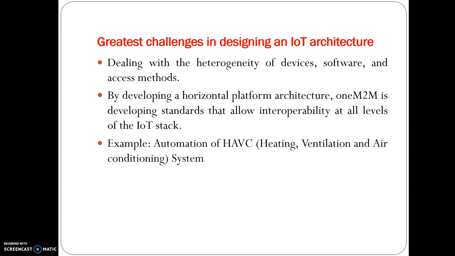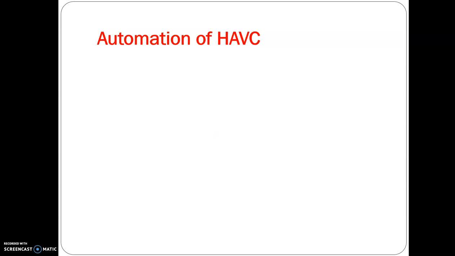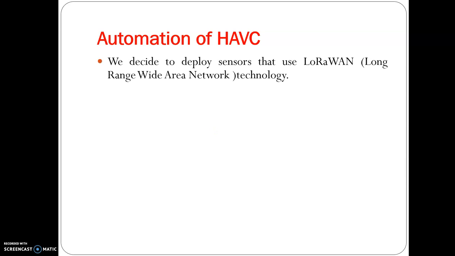Next, we are going to discuss one important example, the automation of HVAC. HVAC stands for heating, ventilation and air conditioning system. Now imagine a situation where you want to automate your HVAC system, that is the heating, ventilation, air conditioning control system, by connecting it with wireless temperature sensors spread throughout your office, because you want to control all these things.